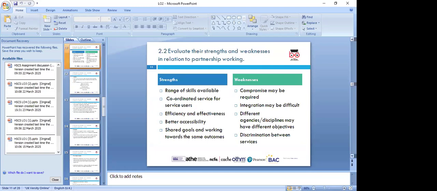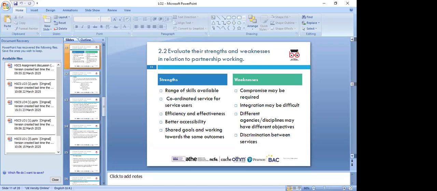Then there should be evaluation of the strengths and weaknesses relative to the partnership working. Of course, we have to identify individual strengths and individual weaknesses so that those who are weak in certain areas, you pair them up with those who have strength in that area. And that is how you build partnership working. So you may have people with strengths in a wide range of skills available. Some may have natural leadership qualities, some able to coordinate service for service users, efficiency and effectiveness, better assessment, shared goals, and working towards shared or same outcomes. There may be weakness in terms of compromise that may be required.